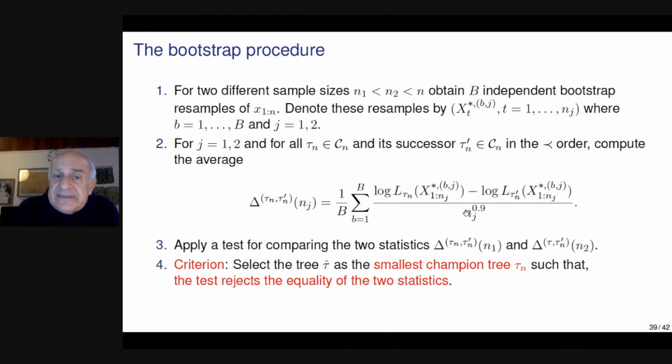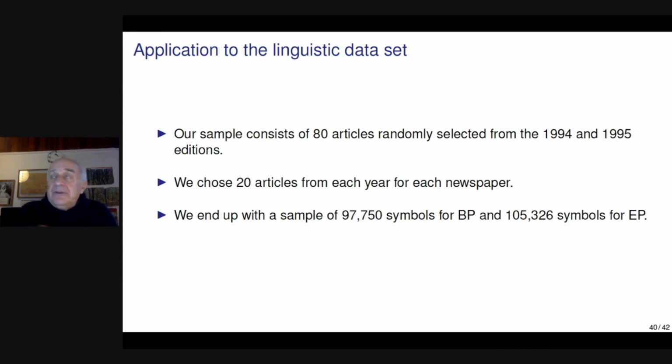Now we apply a test comparing the 2 statistics for 2 successive numbers, n1 and n2. In the criterion, select the smallest champion tree such that the test rejects the equality of the two statistics. Now, let's apply this to the linguistic data set.